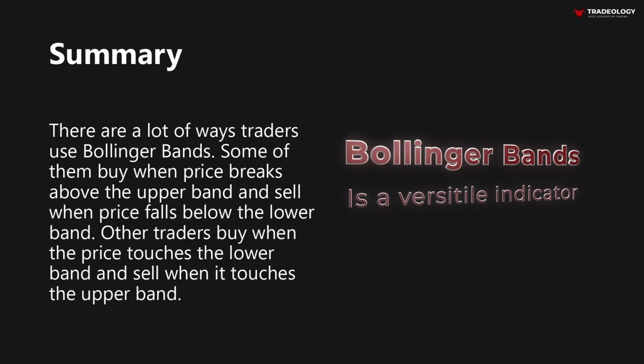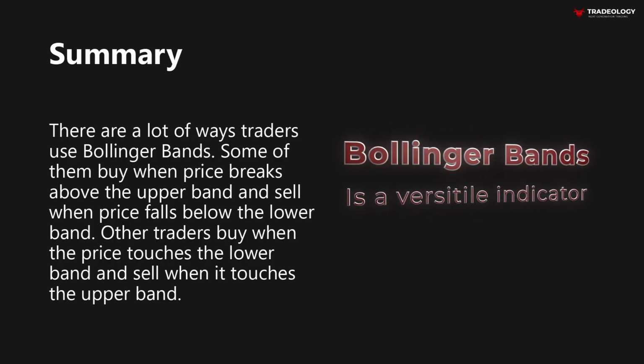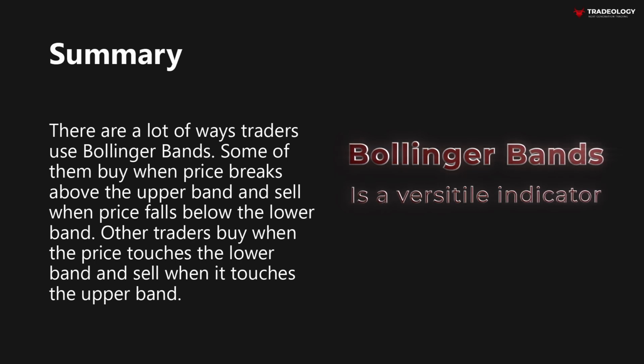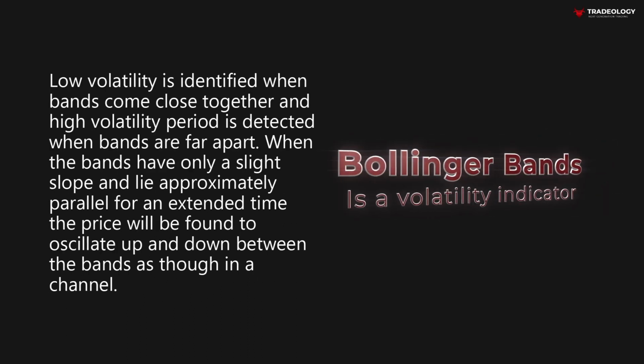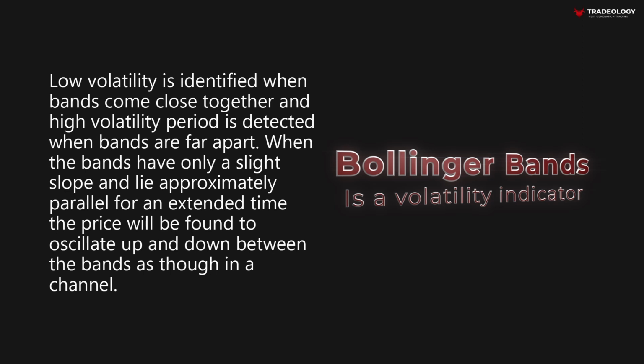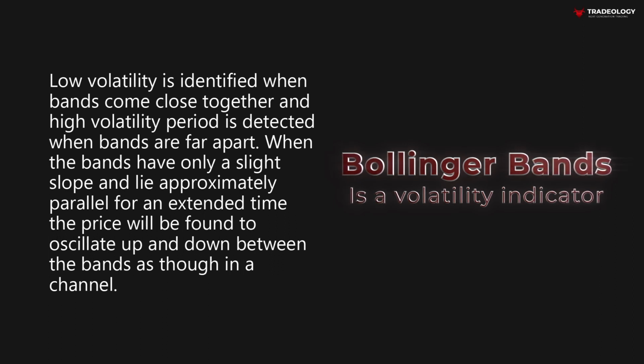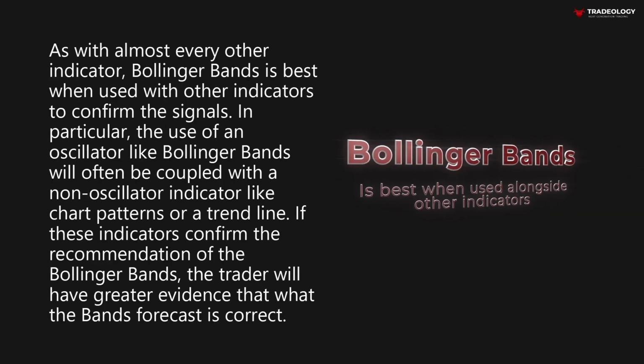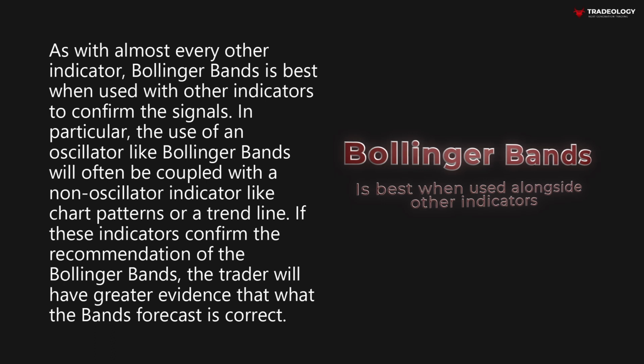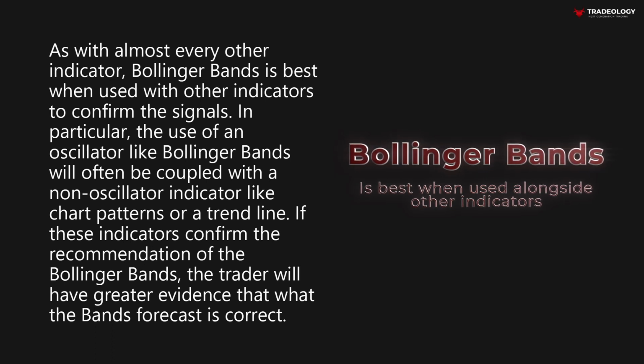Now, there are a lot of ways traders use Bollinger Bands. Some of them buy when price breaks above the upper band and sell when price falls below the lower band. Other traders buy when the price touches the lower band and sell when it touches the upper band. Low volatility is identified when bands come close together, and high volatility period is detected when bands are far apart. When the bands have only a slight slope and lie approximately parallel for an extended time, the price will be found to oscillate up and down between the bands as though in a channel. As with almost every other indicator, Bollinger Bands is best when used with other indicators to confirm the signals.